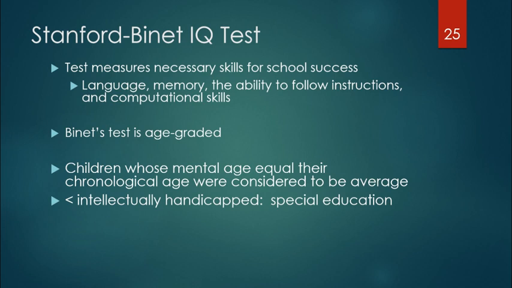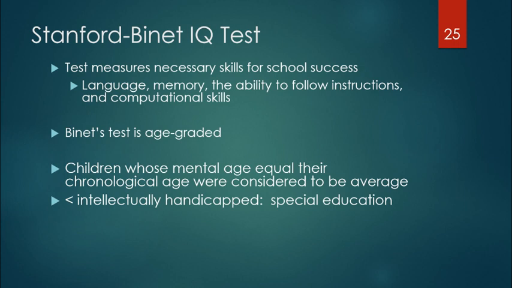So the original Stanford-Binet IQ test measures necessary skills for school success. Now remember, that shouldn't come as a surprise because that is what the test was originally meant to do. How well in school will a child do? Will they do just fine in a normal classroom setting, or do they need some special services? So it tested things like language, memory, the ability to follow instructions, and computational skills, leaning pretty heavily on that logical, mathematical intelligence, like Gardner said.